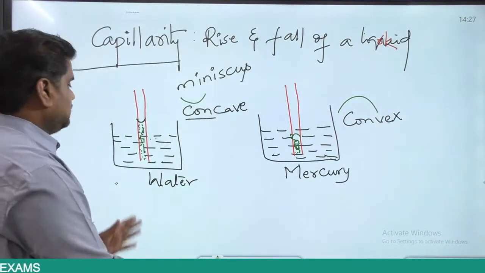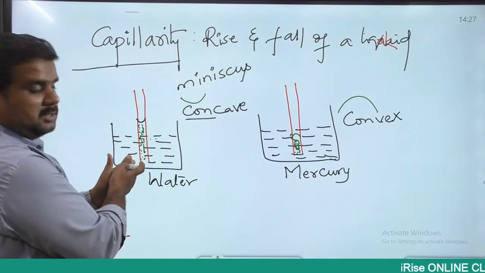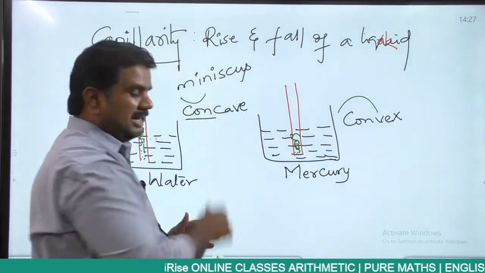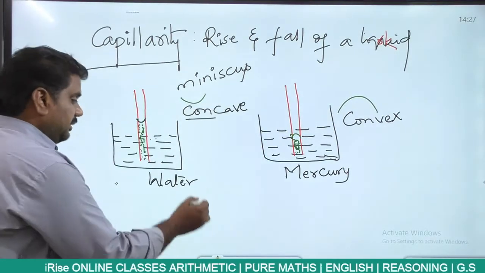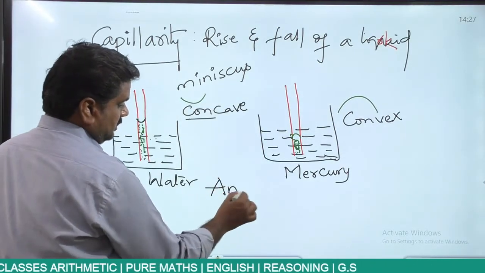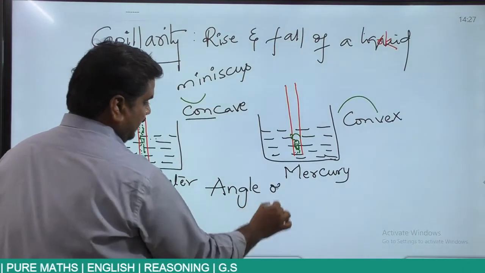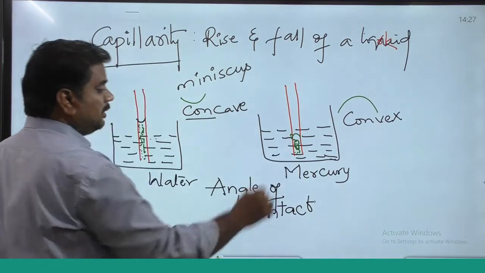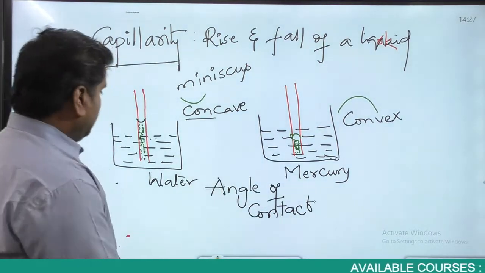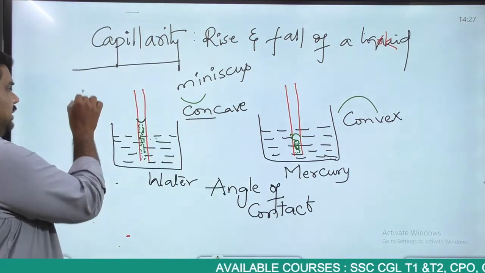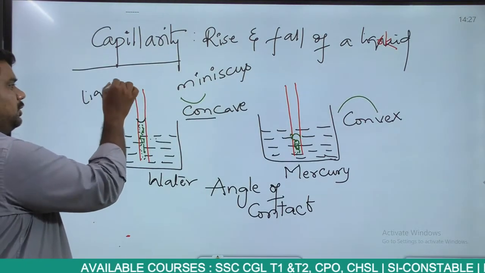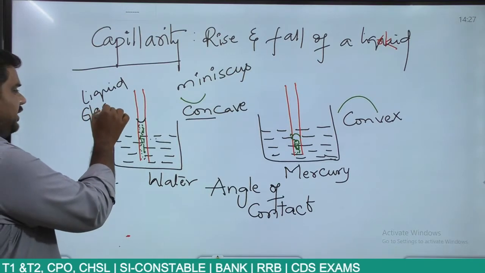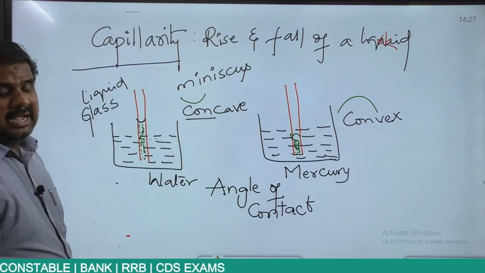Now what is the reason? Why in the case of water is it increasing? Why in the case of mercury is the level decreasing? Now the reason for this is what you call the angle of contact. The angle between the liquid, whether it is water or mercury, and the glass surface, that is what you call the angle of contact.